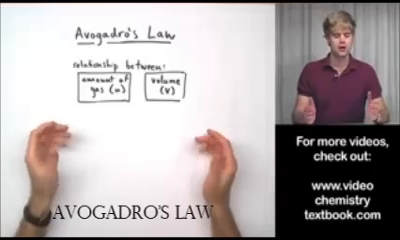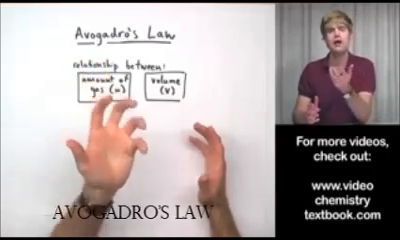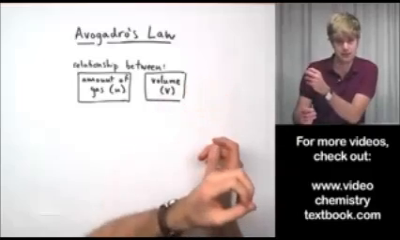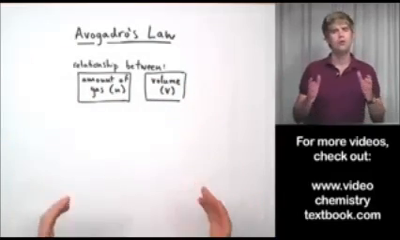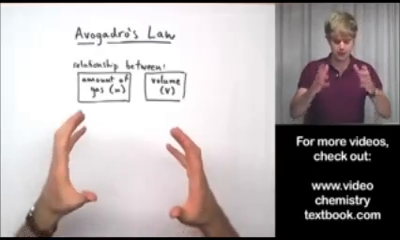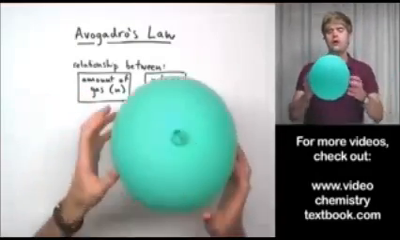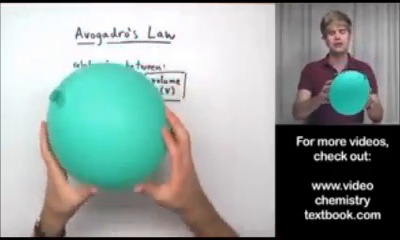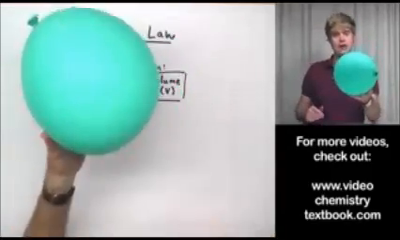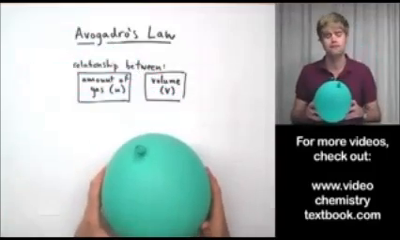Avogadro's law talks about the relationship between the amount of gas that's in a gas sample and the volume of the gas sample. So what does that mean? Well, first of all, a gas sample is just a fancy term that means a bunch of gas we have anywhere. So for example, this balloon has a whole bunch of gas in it that is what's keeping it inflated. So the gas in here can be considered a gas sample.